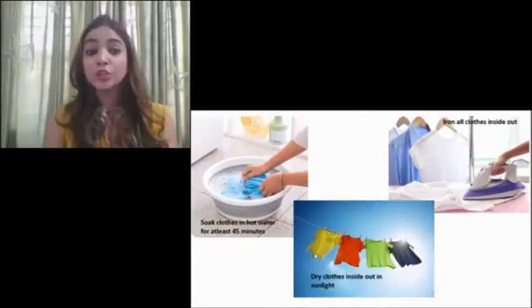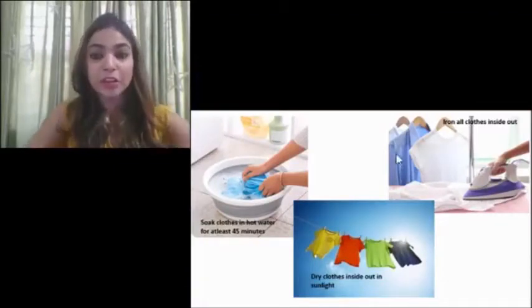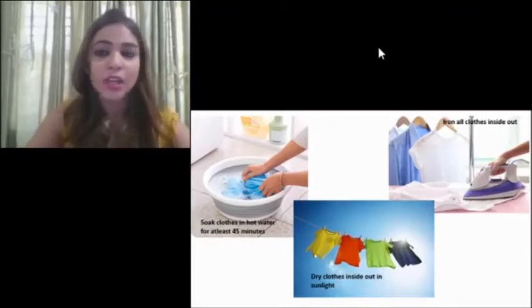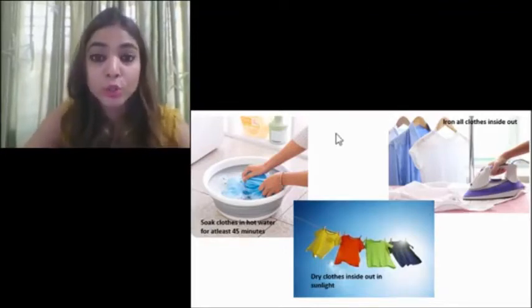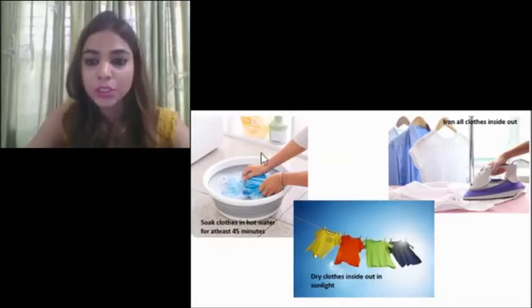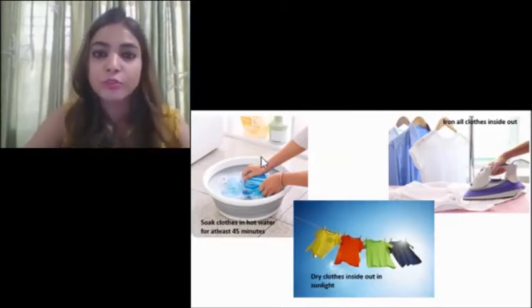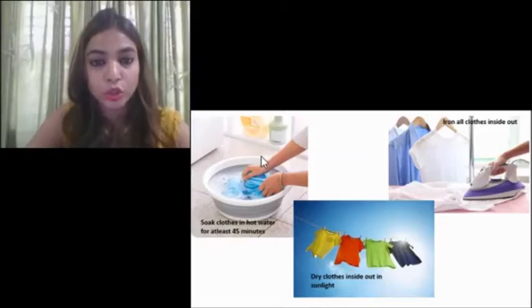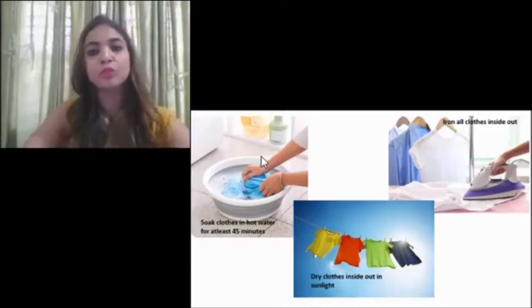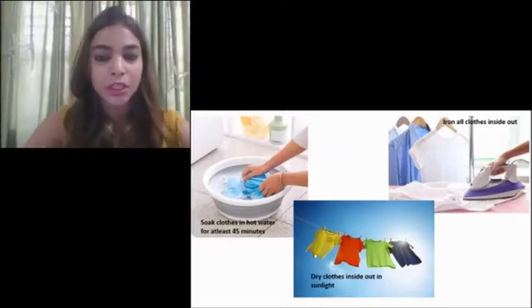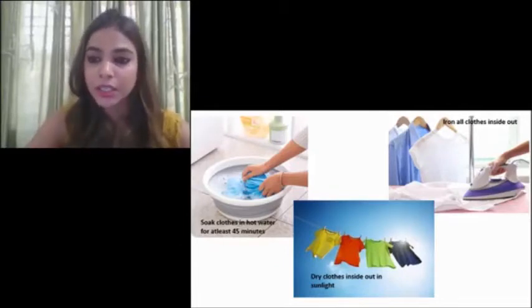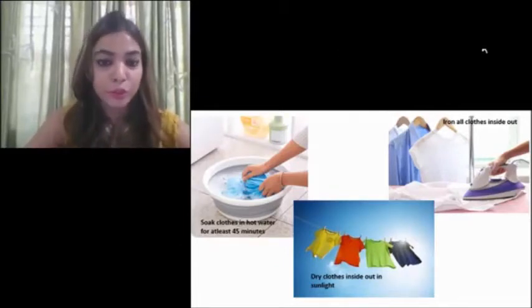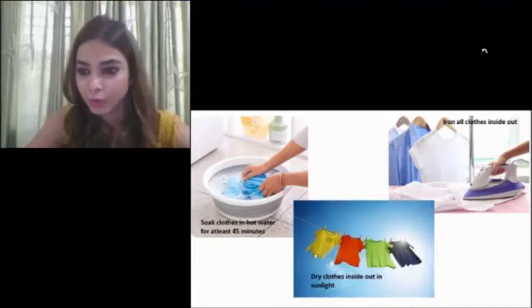Regarding clothes, it's very, very important. The fungus which is staying in your clothes does not die just with some amount of soap and detergent. So what you have to do is use temperature. It's very important. Use hot water for soaking your clothes for at least 45 minutes before you wash them with normal water. Then dry your clothes outside in sunlight and then iron them before you wear them, especially from inside out.